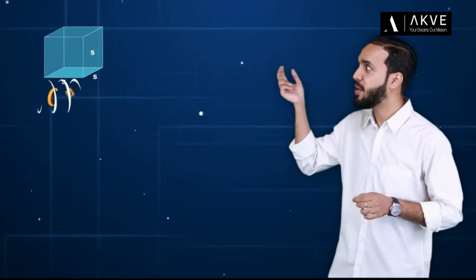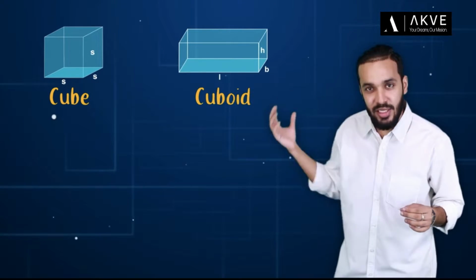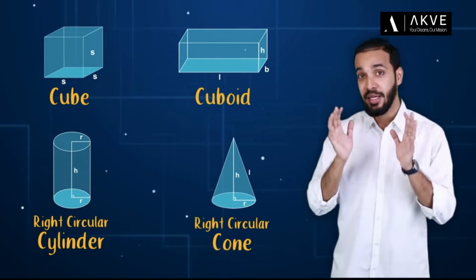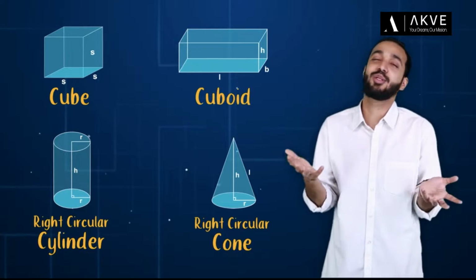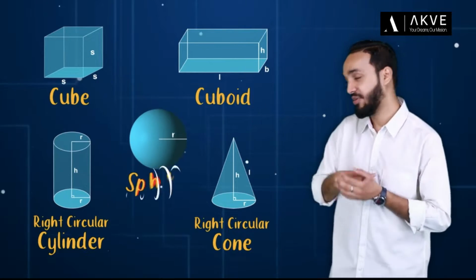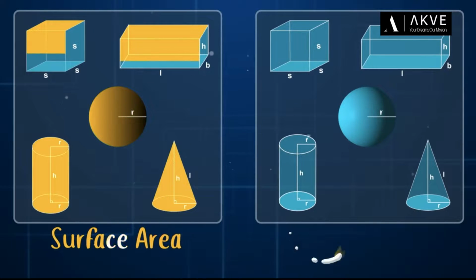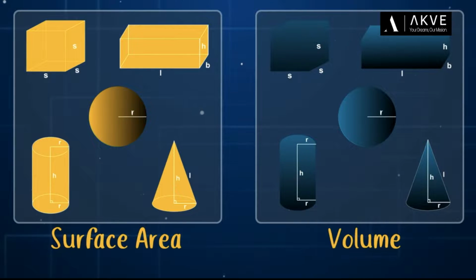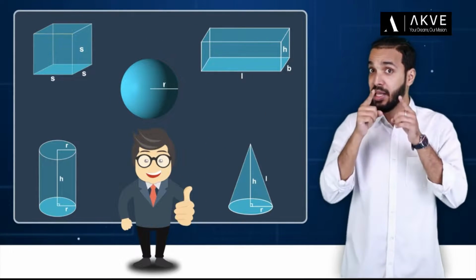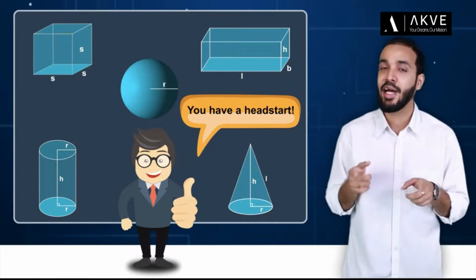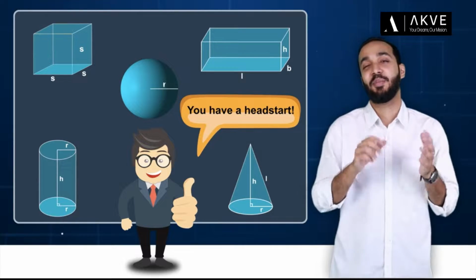We started with a cube and a cuboid and then went on to discuss some more familiar shapes till we finally arrived at one of the most common 3D shapes, a sphere. And now that you have understood the surface areas and volumes of each of these shapes, I can proudly say that you have a head start against those who haven't understood properly.